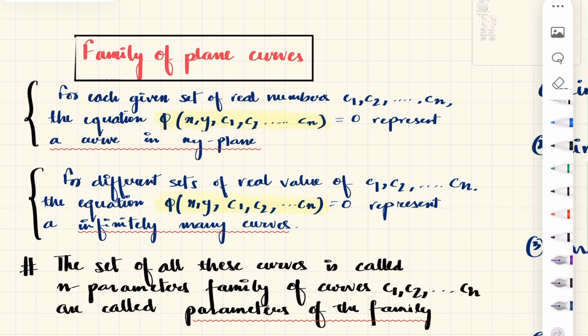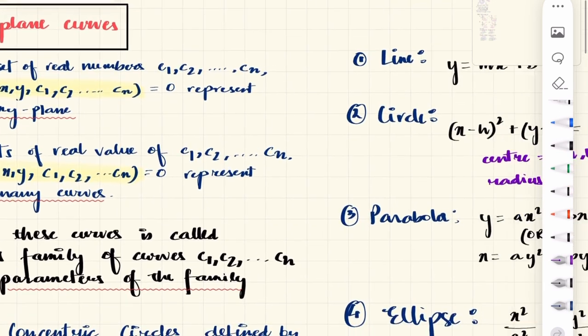Yes or no? And what are these c1, c2 up to cn? These are the real numbers. So the combination of these real numbers and the xy plane represents a curve in the xy plane. That is what is mentioned here. So I'll give you an example.